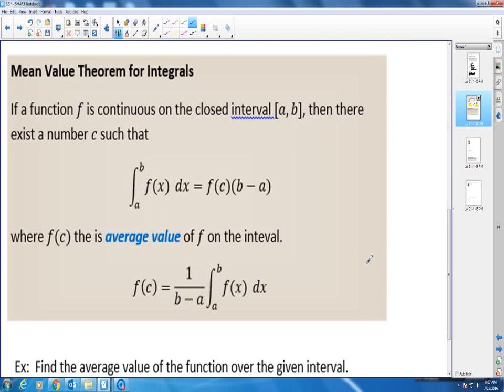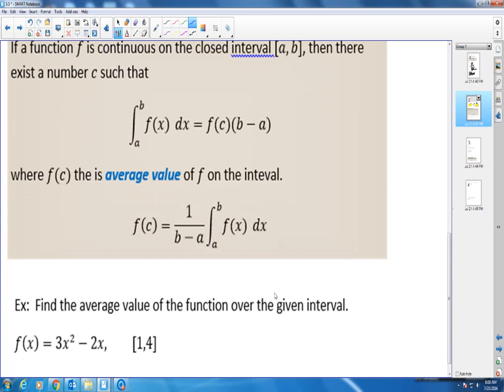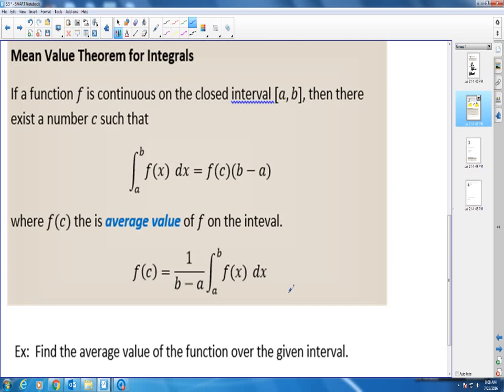A little bit confusing. Now, if I manipulate this equation to get f of c by itself, all I'm going to do is divide both sides by b minus a, and then we get this number. So to find the average value, it is 1 divided by b minus a times the integral from a to b of my function. Very, very neat idea.